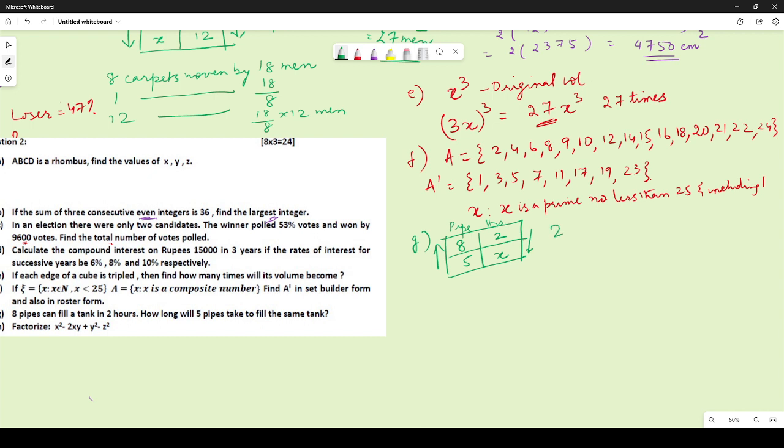x into 2 is equal to 8 into 5. x is equal to 8 into 5 by 2. That makes it 20. Sorry. Just a minute.